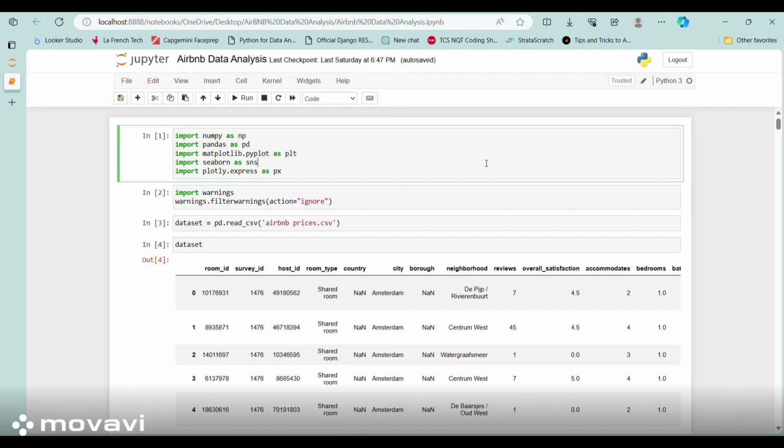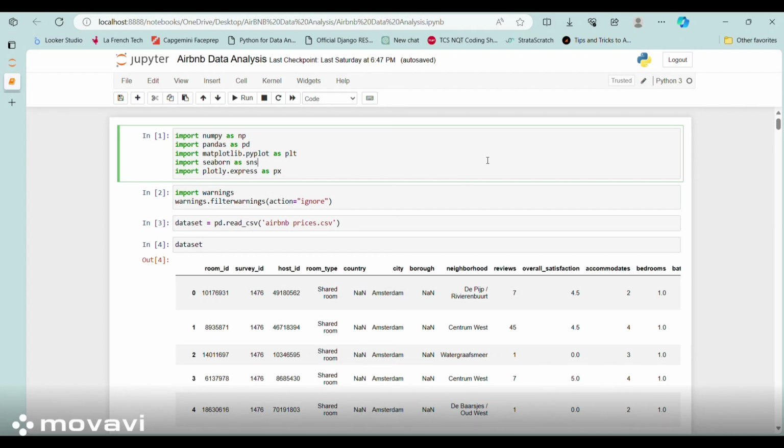These libraries provide us with the tools and functions we need to work with data, visualize insights, and create meaningful conclusions. We import the NumPy library as NP. NumPy is a fundamental library for numerical and mathematical operations which will be helpful for data manipulation. We import the Pandas library as PD. Pandas is a powerful data analysis and manipulation library that allows us to work with structured data effectively.